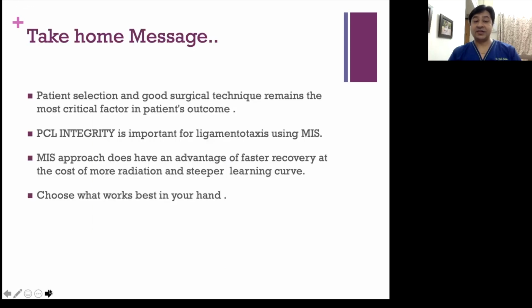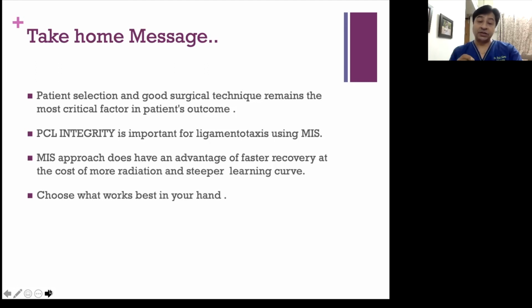So these are some of the cases and some of the things which we do when it comes to thoracolumbar fractures. But my take home message will be that patient selection and good surgical technique remain the most critical factors in these cases when it comes to patient outcome. So most important is to select the right patient when you're choosing a MIS option. PLL integrity is very, very important if you're relying only on ligamentotaxis.